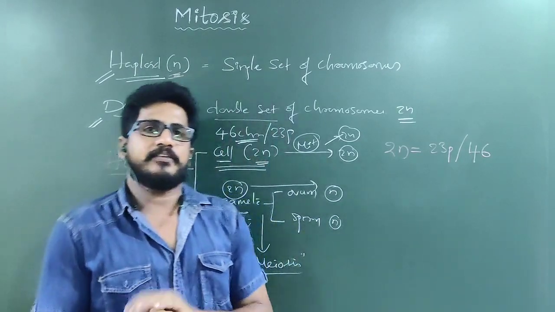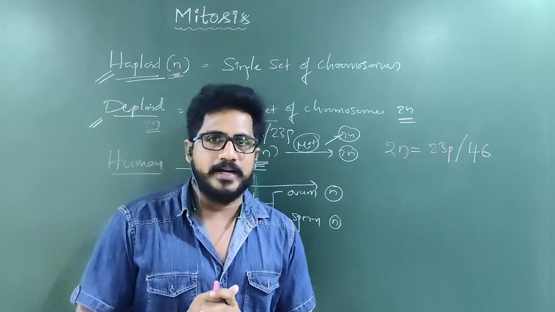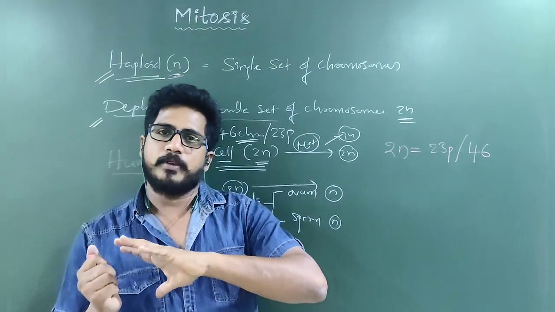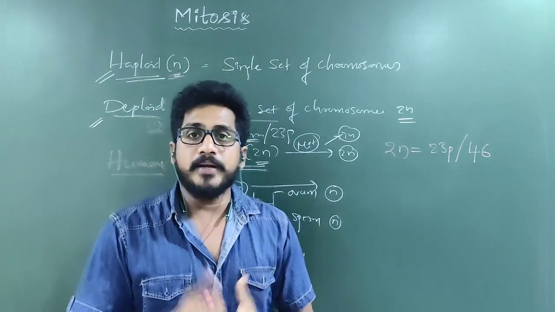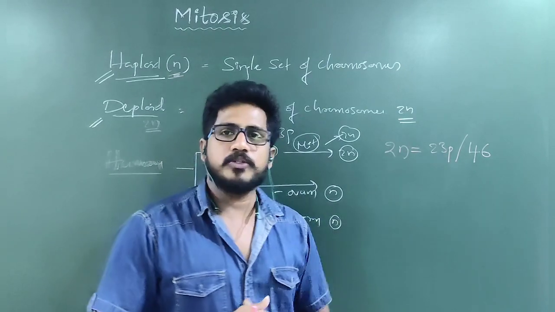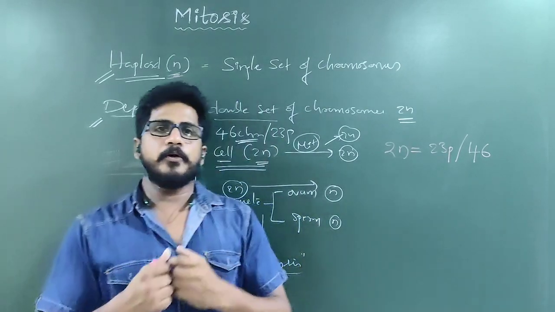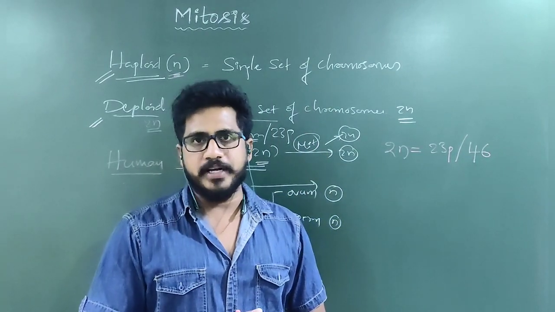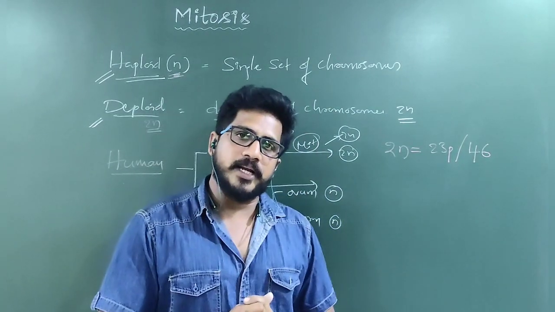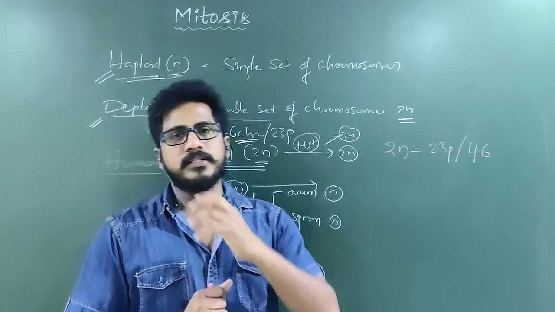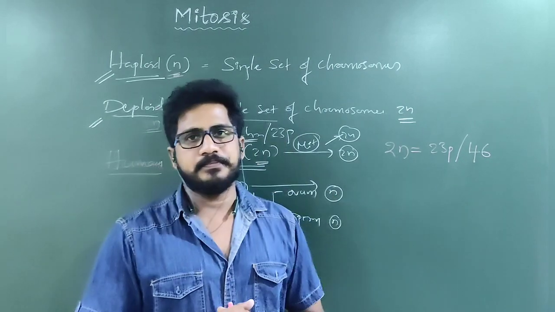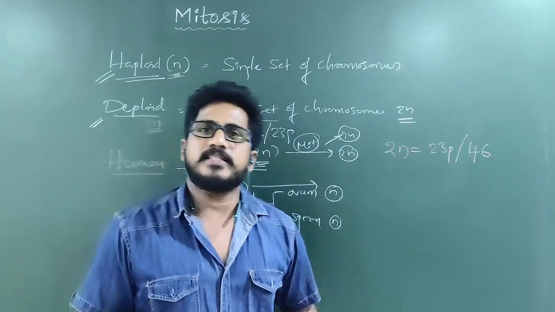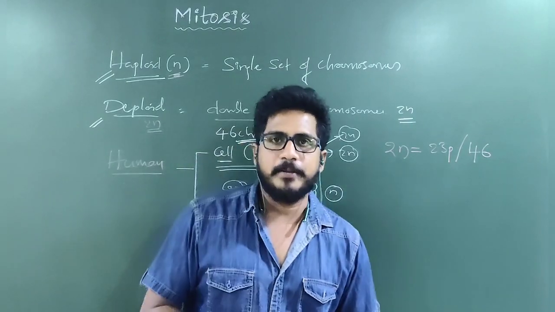If it is in interphase, this is all chromatin. The condensation of the chromatin becomes chromosomes. How many chromosomes? 46 chromosomes or 23 pairs. In humans, when the cell comes into prophase, all 46 chromosomes will be ready. After prophase, metaphase is continued. All these 46 chromosomes come to the center with the help of spindle fibers.